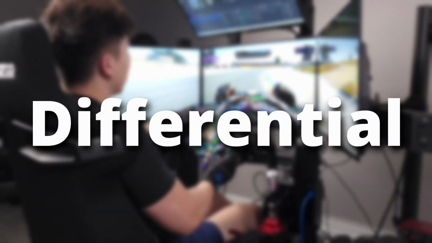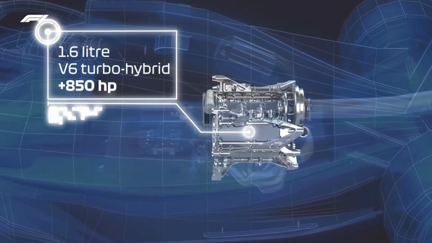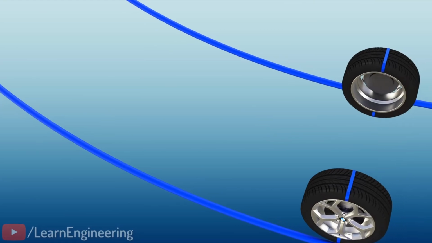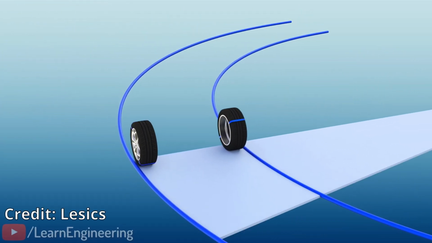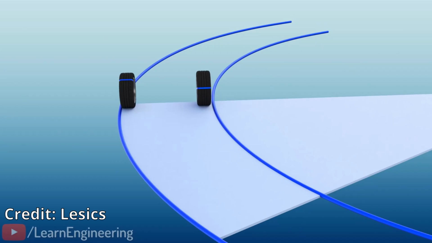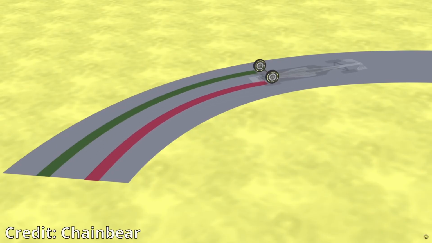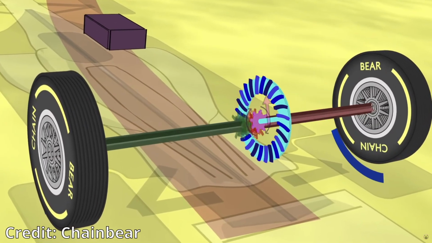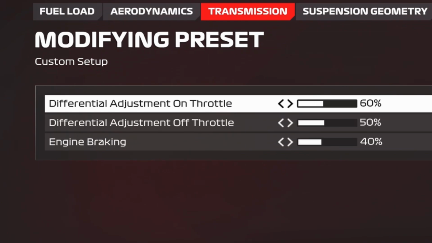Differential. In F1 cars, power from the engine only goes to the rear tires. Therefore, these settings only affect the rear tires of the car. In a normal car, the differential allows the outside tire to rotate at a faster speed when compared to the inner tire of the car when going through a certain corner. The outside tire has a lot more distance to cover when compared to the inner tire. This is what we call an open differential. A higher setting means both wheels will be forced to rotate at the same speeds.